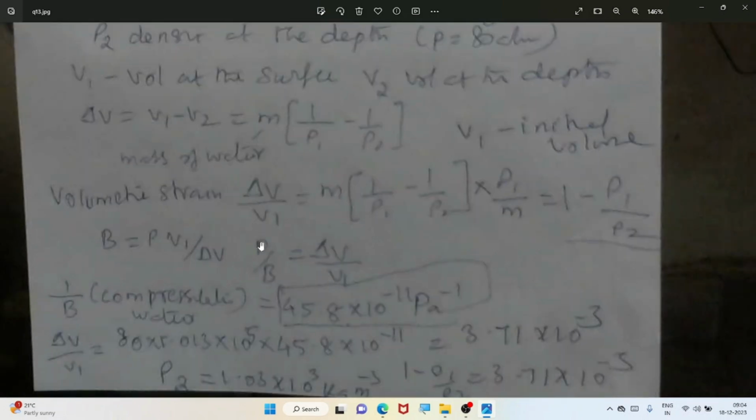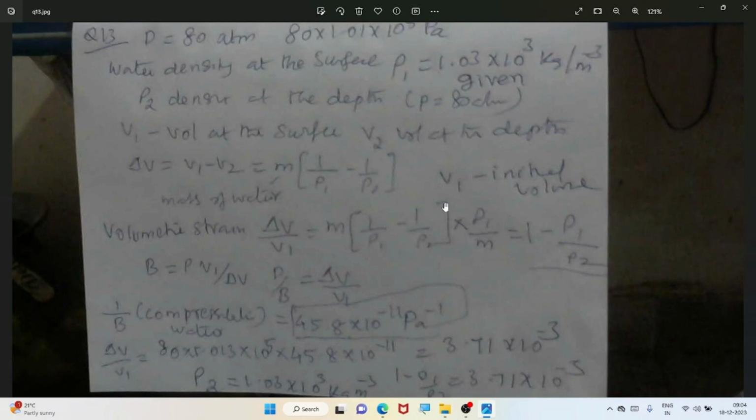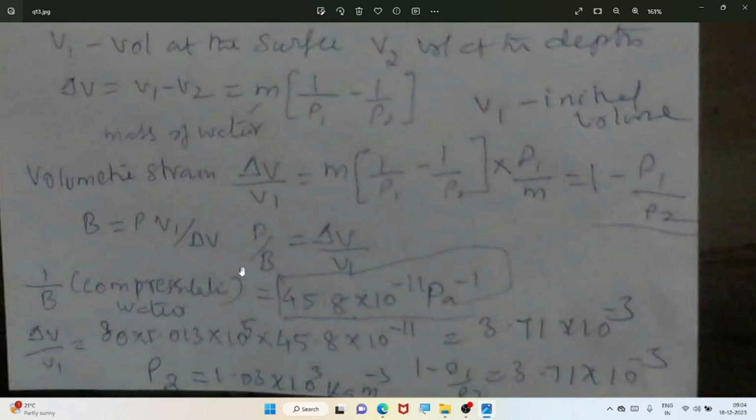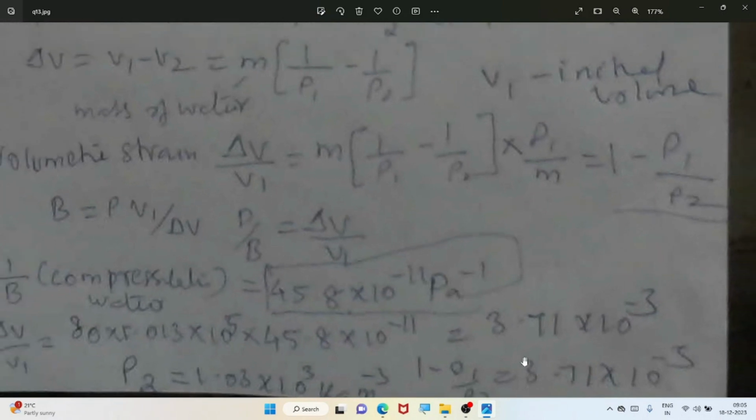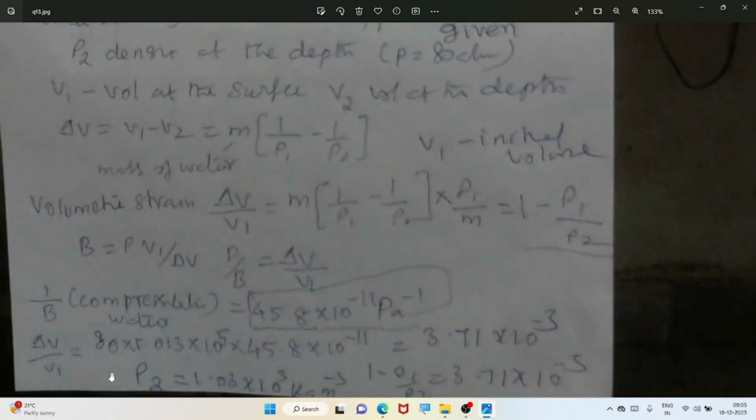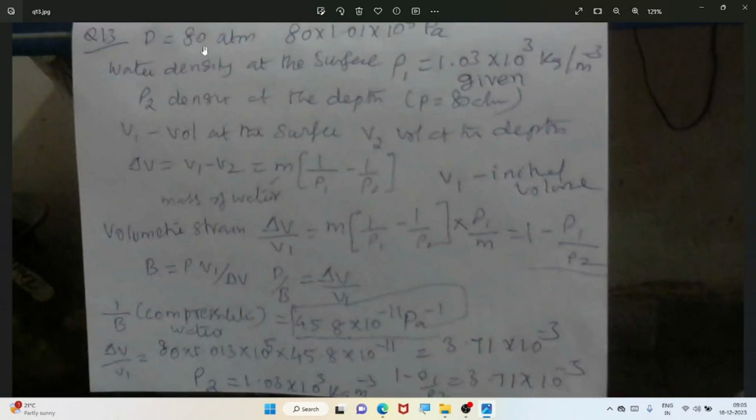Volumetric strain delta V by original V. Delta V is this much. Original is mass by density. The denominator will be inverted, it will become density by mass. So when you simplify this you will get 1 minus rho 1 by rho 2. Bulk modulus equal to pressure into initial volume by the change in volume. Okay, pressure by bulk modulus equal to delta V by V. So 1 by B is compressibility. So this is the compressibility of water. The pressure is given. So after equating this you will get the density at the depth at this pressure.